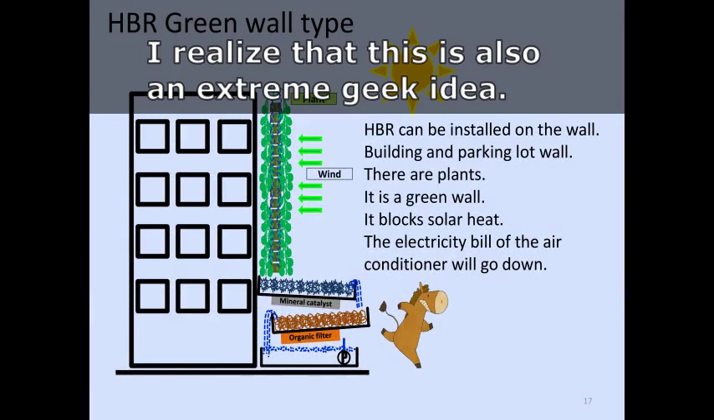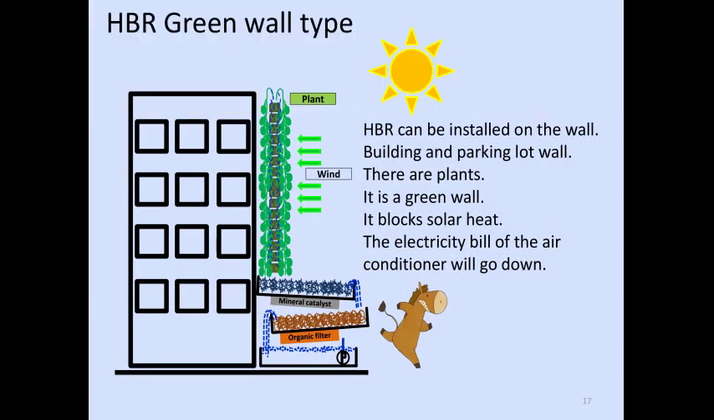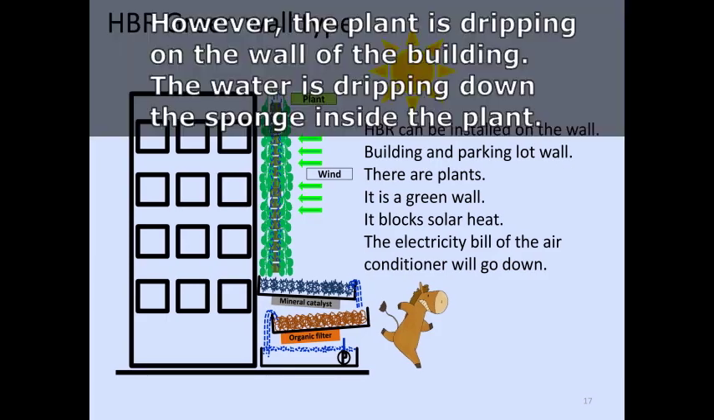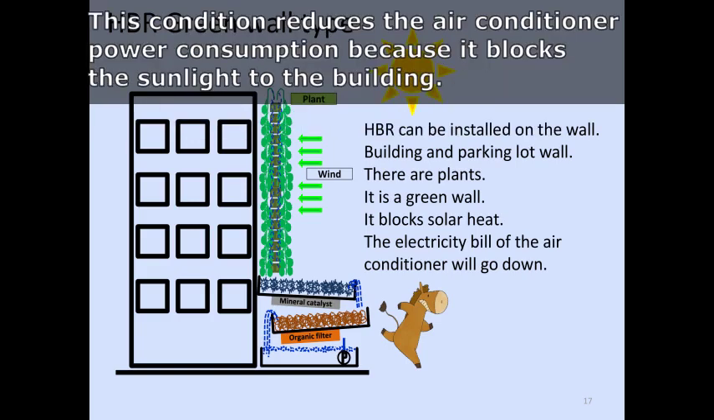I realize that this is also an extreme geek idea. The sky method is performed by draping sponges and plants on the wall of a building. The water is dripping down the sponge inside the plant. This condition reduces the air conditioner power consumption because it blocks the sunlight to the building.